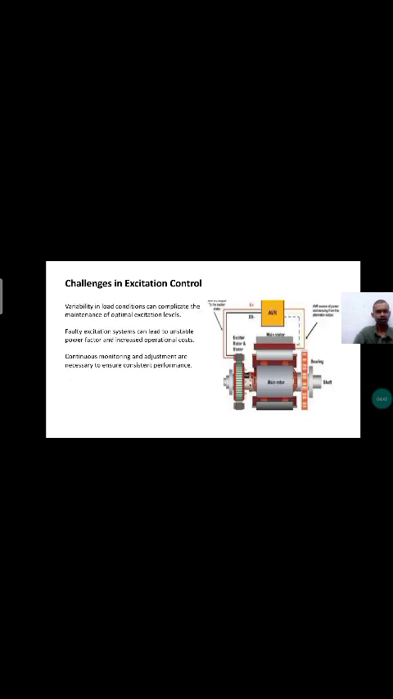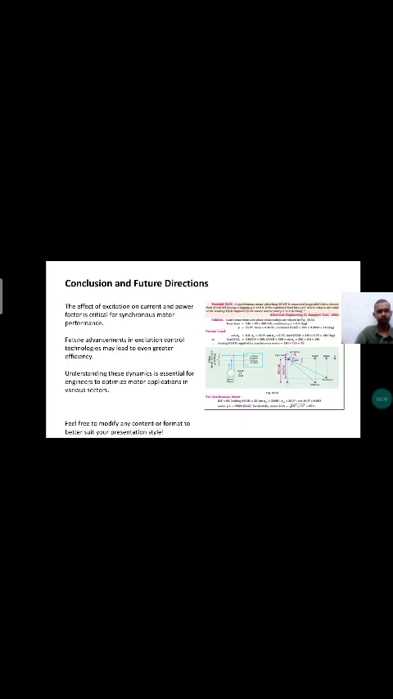Challenges in excitation control. Variability in load conditions can complicate the maintenance of optimal excitation levels. Faulty excitation systems can lead to unstable power factor and increased operational cost. Continuous monitoring and adjustment are necessary to ensure constant performance.